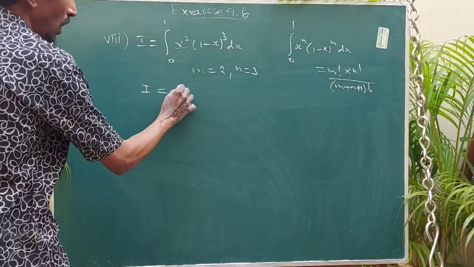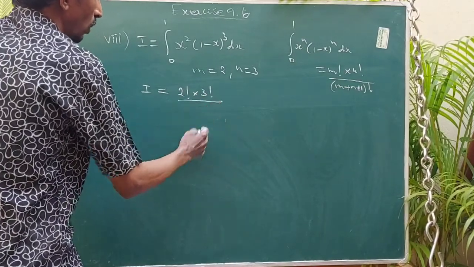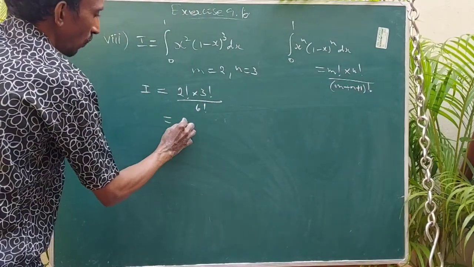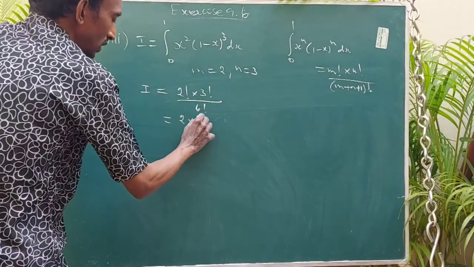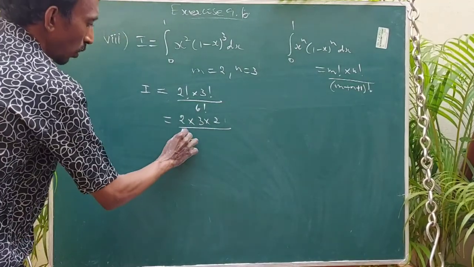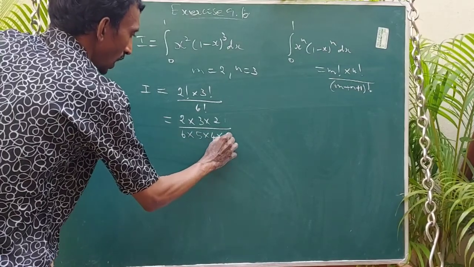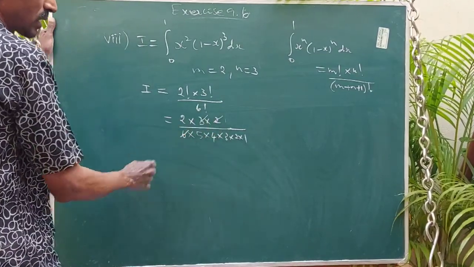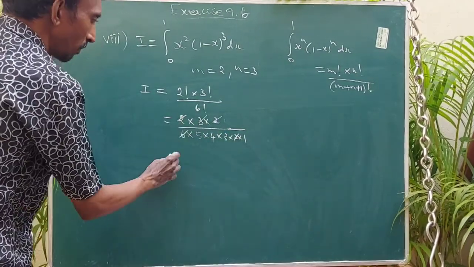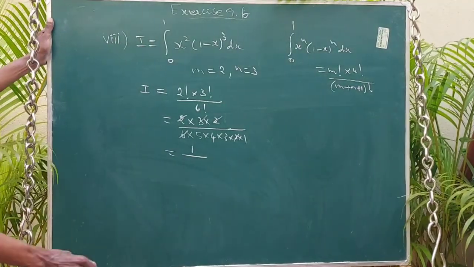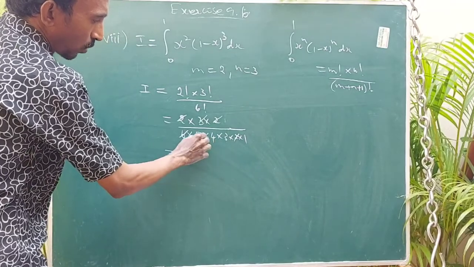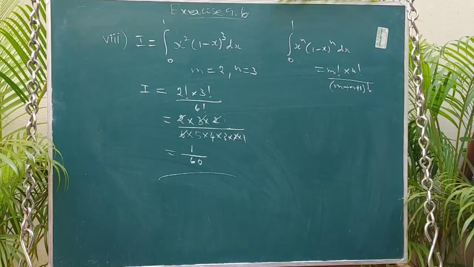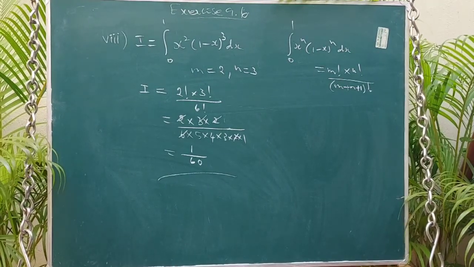So use that formula. So 2 factorial into 3 factorial by 2 plus 3, 5, 5 plus 1, 6 factorial. So 2 factorial is 2, 3 factorial means 3 into 2 into 1, 6 factorial means 6 into 5 into 4 into 3 into 2 into 1. Okay, so 2, 3, 6 cancel. So 1, 2 cancel. So what is remaining? 1 by 4, 3s are 12, 5 12s are 60. So 1 by 60. That is the answer for the last question, subdivision 8 in the exercise 9.6.